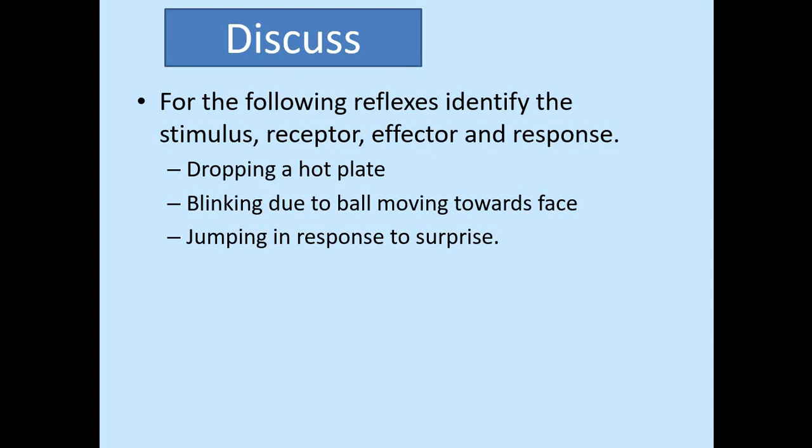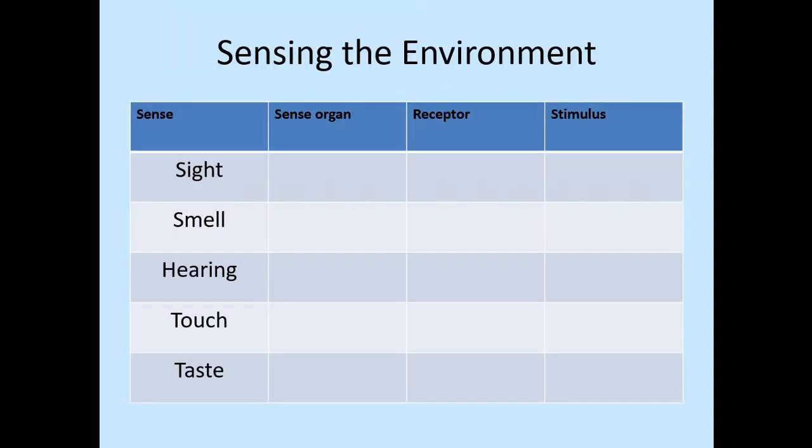Stimulus, what is the change in the environment in these examples? Receptors, where are the receptors that pick up the change in the environment? Effector, is that a muscle or a gland, and where is that? And what is the actual response in this particular example? So just have a discussion around that, pause the video for a few minutes, and think about how we're applying this knowledge to these three examples.